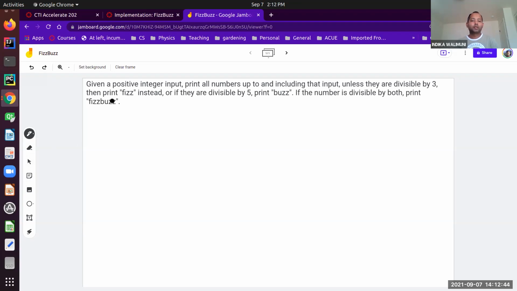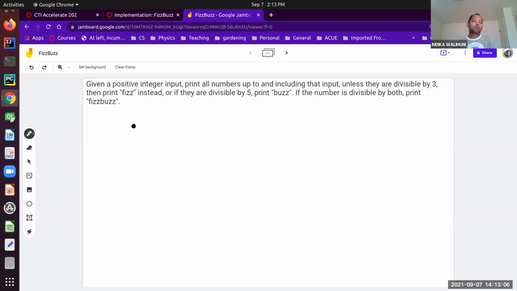So let's read the problem again. Given a positive integer input, print all numbers up to and including that input, unless they are divisible by 3, then print fizz instead, or if they are divisible by 5, print buzz. If the number is divisible by both, print FizzBuzz.